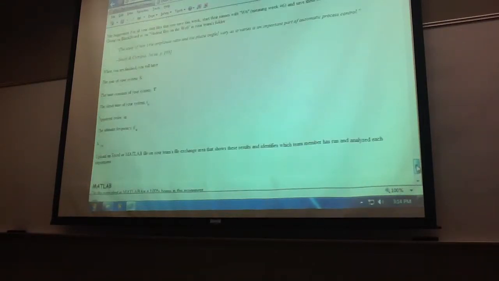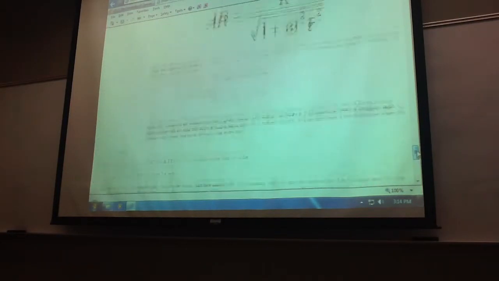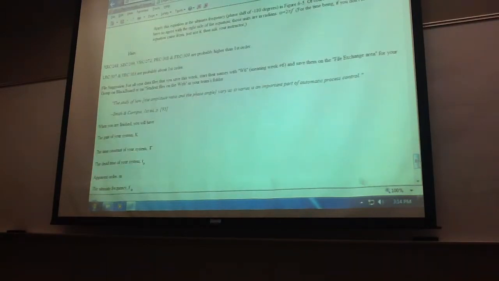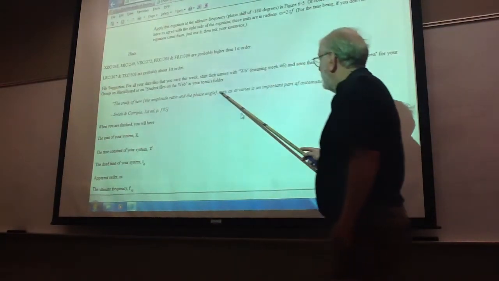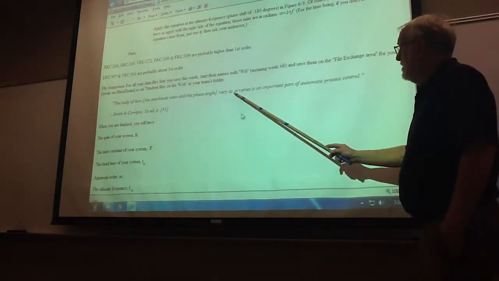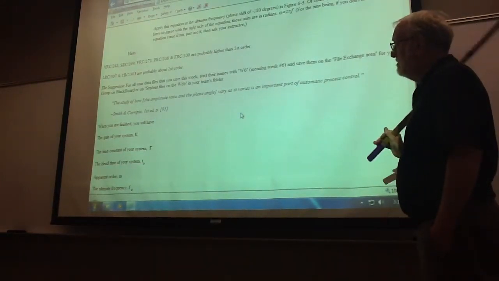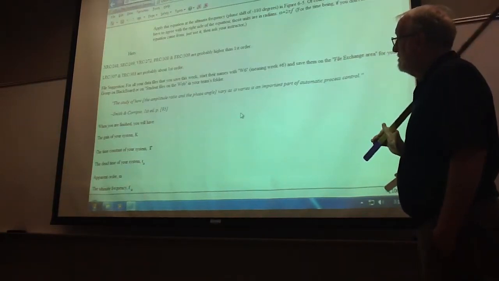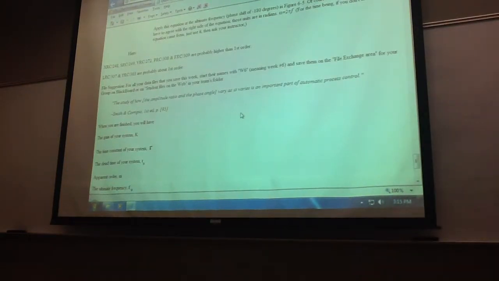Graph these in MATLAB and get 100% bonus. Here's a quote from the book that was used some years ago, first edition of it. The study of how the amplitude ratio and phase angle vary as the omega frequency varies is an important part of automatic process control. Any questions on that?